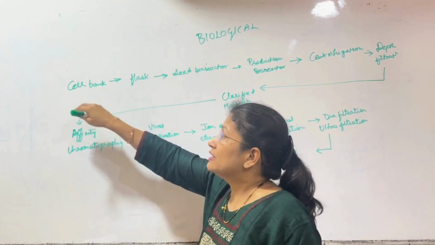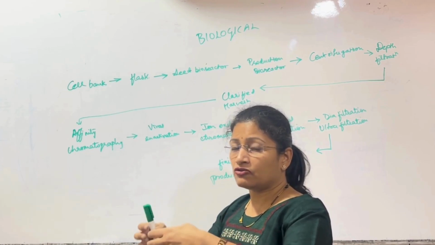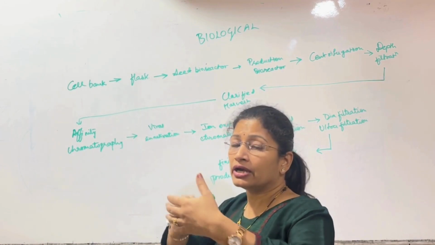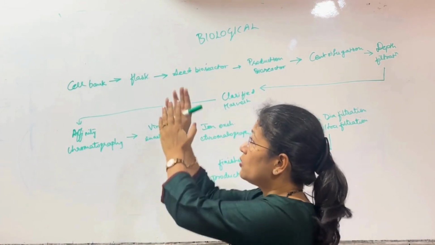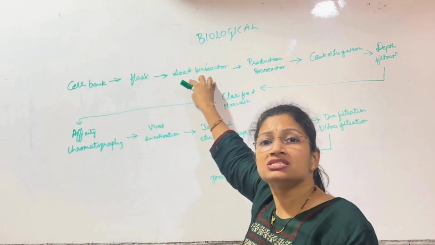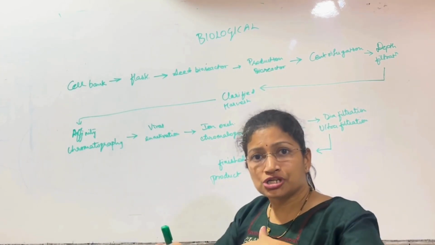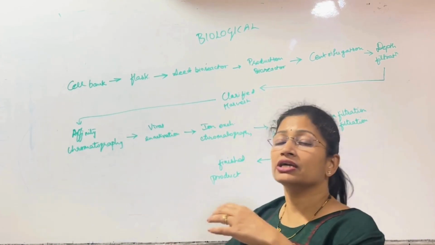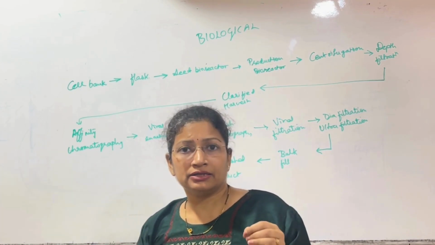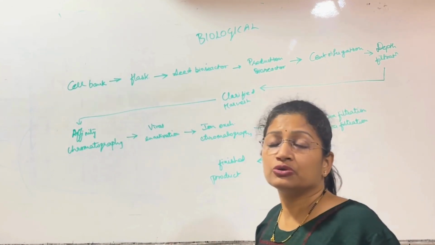So this is the array of steps involved. From cell bank, then we will grow it with the help of medium and other ingredients. Then we will get so many that we now have it in a flask. From flask it will go to a seed bioreactor. From seed bioreactor it will go to a production bioreactor. Here we are controlling the nitrogen, oxygen supply and other vitamins, and then we are centrifuging it.